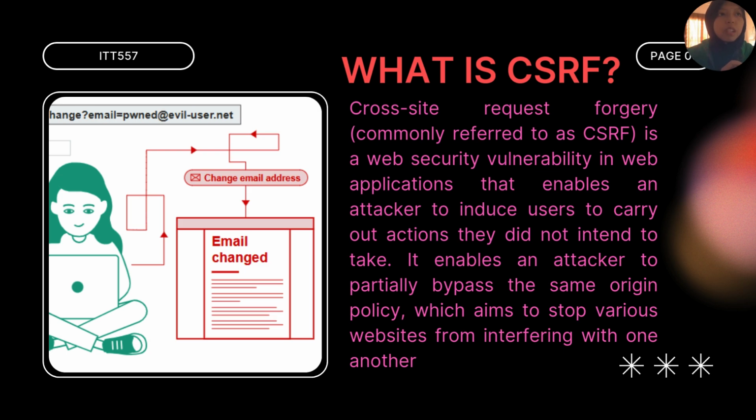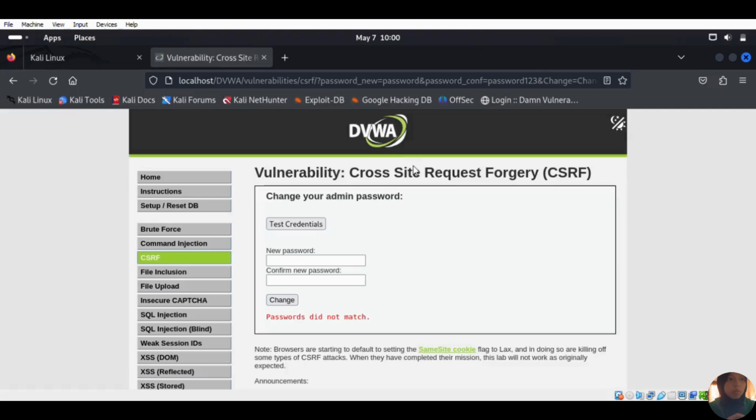Okay, let's move on to the next attack, which is CSRF, cross-site request forgery. What is CSRF? CSRF is a web security vulnerability that enables an attacker to induce users to carry out actions they did not intend to, and it enables an attacker to partially bypass the same origin policy, which aims to stop different websites from interfering with one another. As you can see in the image here, the attacker can easily change your email address or even your password.